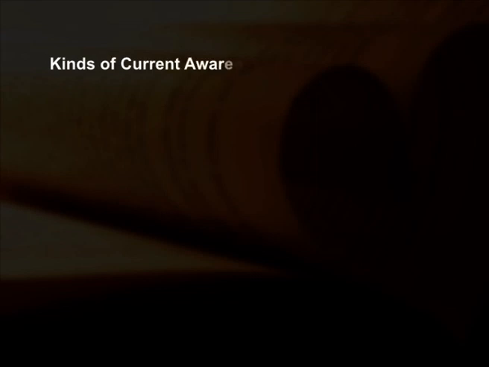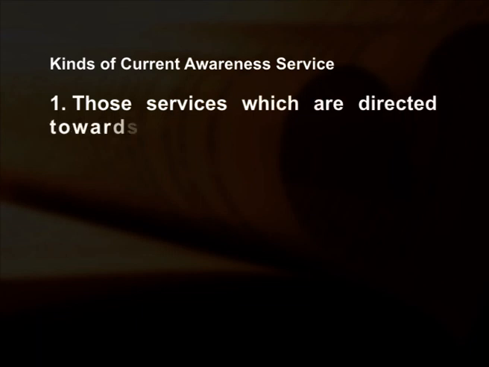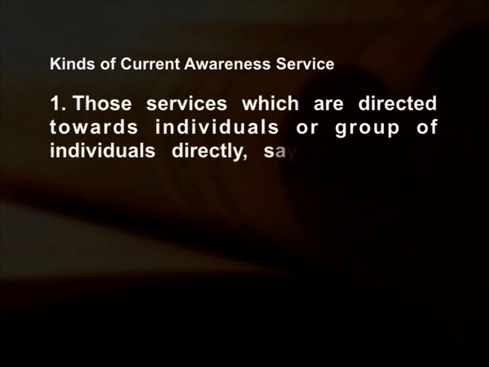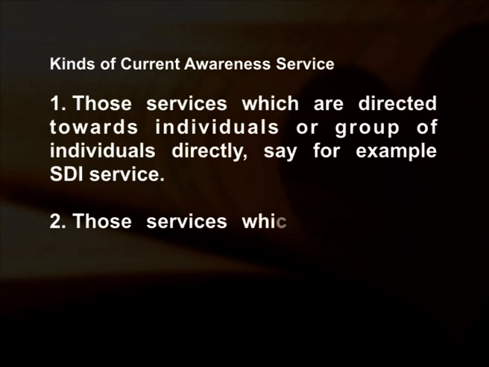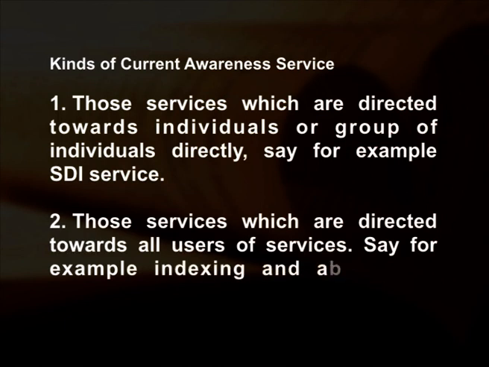Kinds of current awareness service. Current awareness service is of two types. First one, those services which are directed towards individuals or group of individuals directly, say for example, STI service. Second one, those services which are directed towards all users of services, say for example, indexing and abstracting service.